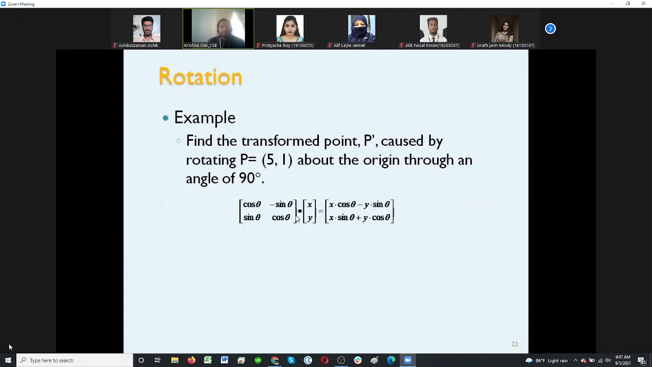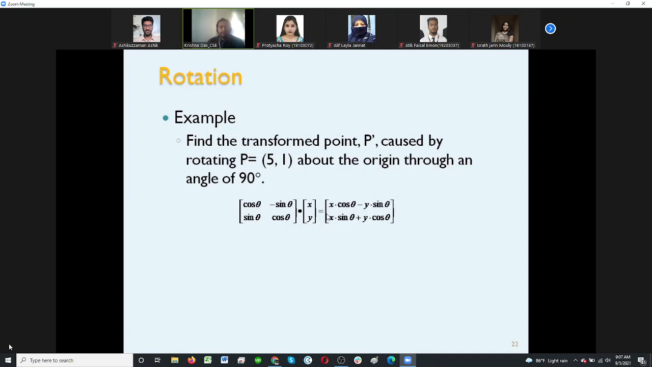So the formula, if we apply that rotation function to the old point, cos theta, minus sin theta, and sin theta, cos theta, if we do that dot product, we get x cos theta minus y sin theta, and x sin theta plus y cos theta. Okay, this is the thing we get.